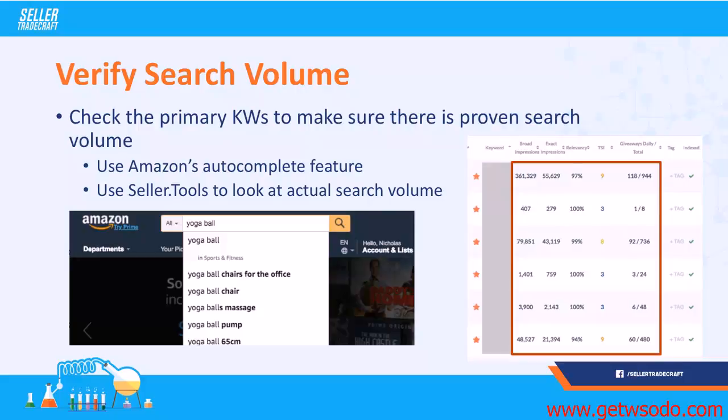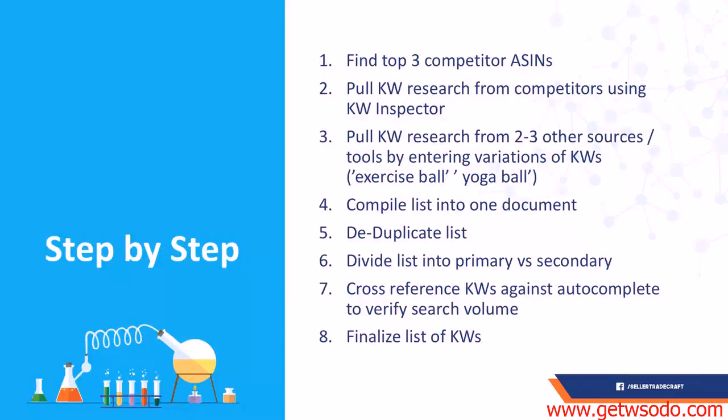And what it does is Seller Tools gives you a TSI. So this is an algorithm that they use that takes into account impressions, search volume, and also relevancy score to give you an idea of which ones you want to rank for. And then it gives you a suggestion as to how much you need to give away to rank for the top. And as you can see on the far right, it also shows you whether or not you're indexed for that keyword. So, I find Seller Tools is awesome for doing that, and I'll also use that in conjunction with Amazon's autocomplete feature.